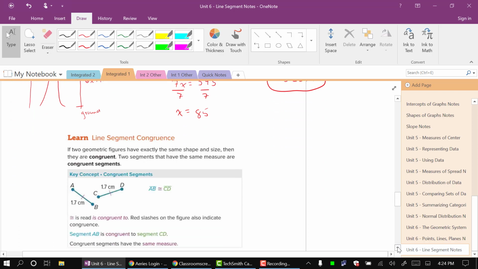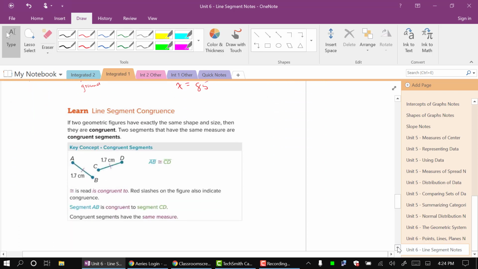Before we take a look at our last example, we have another learn. So if two geometric figures have exactly the same shape and size, they are congruent. So congruent is another way of saying equal to each other. The two segments that have the same measure are congruent segments. So in this case, AB has a length of 1.7, CD has a length of 1.7. This little mark right here means that they're congruent to each other. So we say that line segment AB is congruent, equals with a little wave over it, to CD. So this is read as "is congruent to."